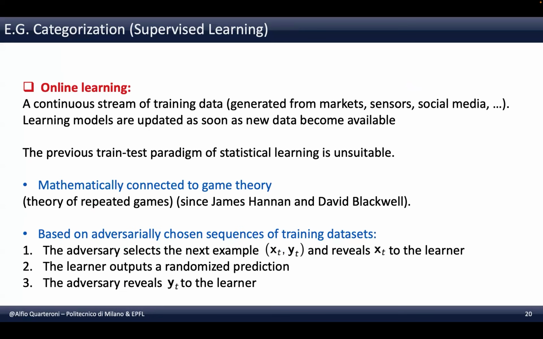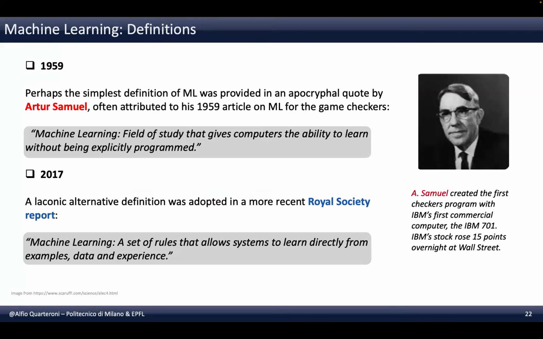So these are two big issues, and there is some theory, but it's a very incomplete theory in this respect. The other approach is online learning. This is even more difficult. In this case, you have a continuous stream of training data. For instance, if you are working on markets or sensors, social media, you continuously feed your training set, you increase the number of data available, and the learning models, so the algorithms, are updated as soon as new data become available.